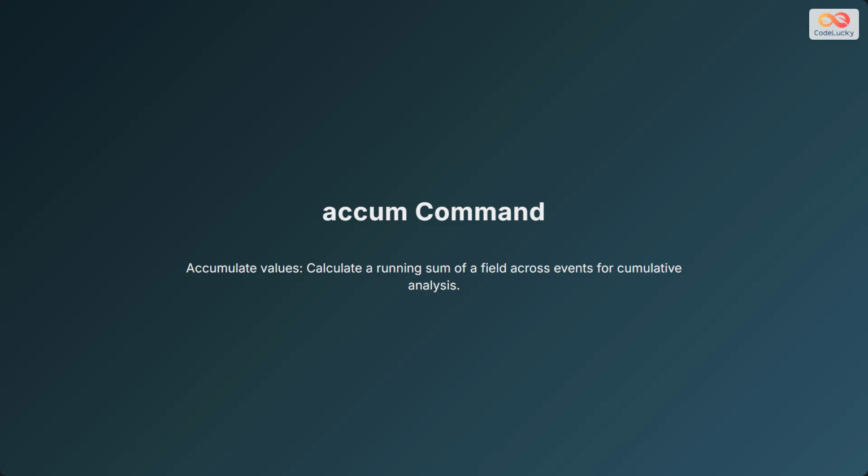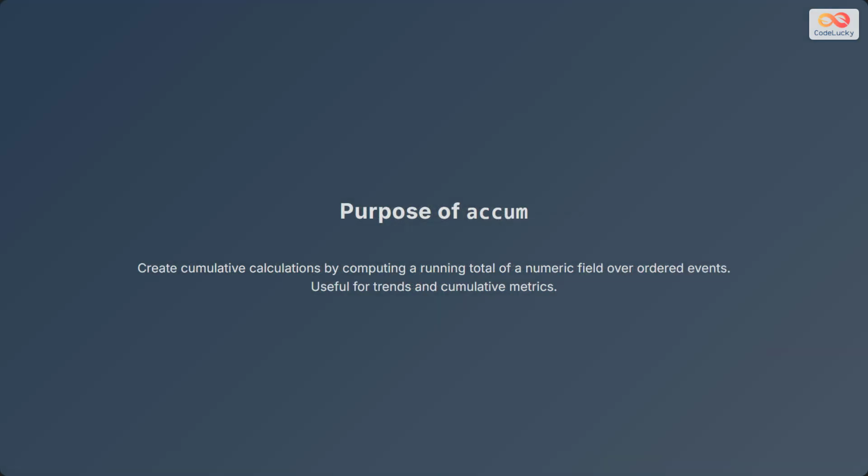The accum command is used to calculate a running total or cumulative sum of a numeric field across multiple events. It helps analyze progressive values over time by adding each event's field value to the sum of all previous events. The primary purpose of accum is to create cumulative calculations.